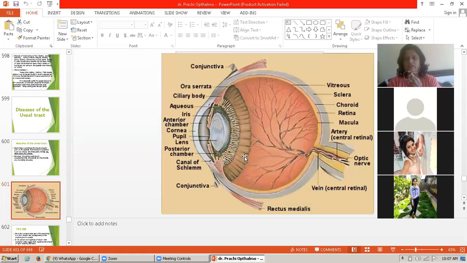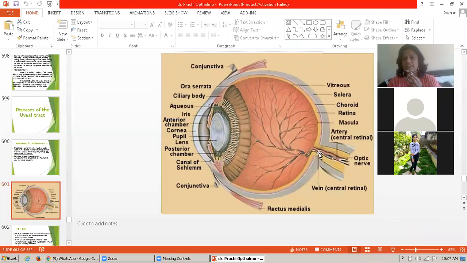This is the conjunctiva. When we study the eyeball posteriorly, it shows the vitreous, sclera, choroid, retina, macula, then the arteries and veins, that is the central retinal artery with the optic nerve. This yellow is the optic nerve. This red is the central retinal artery, and along with the artery there is the central retinal vein. And this is the support of the eyeball, the rectus medialis.